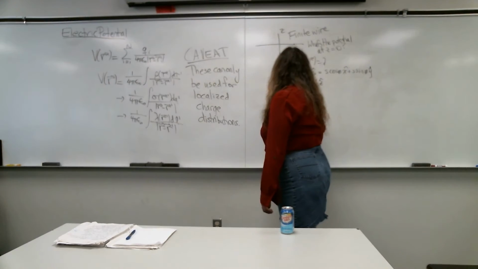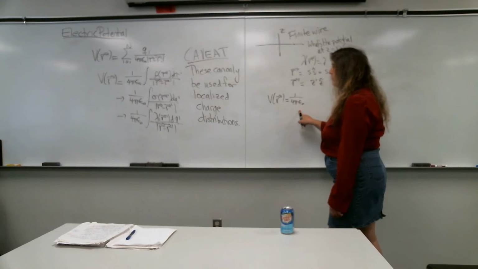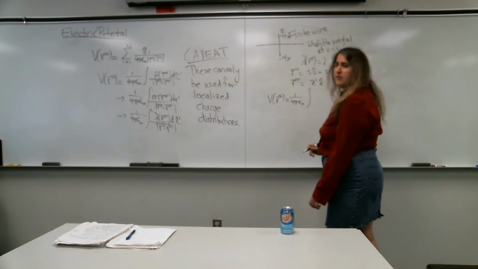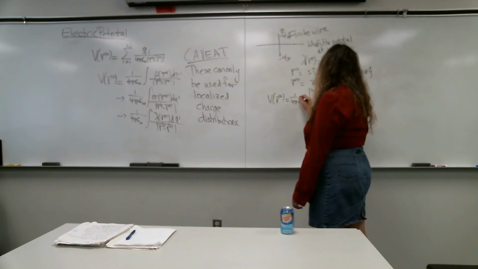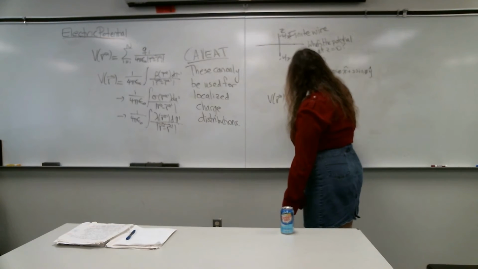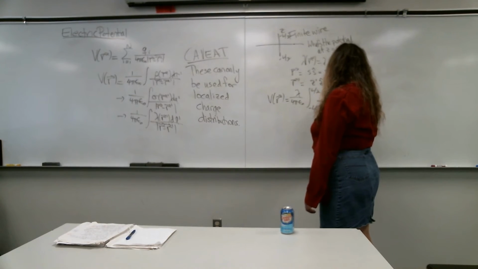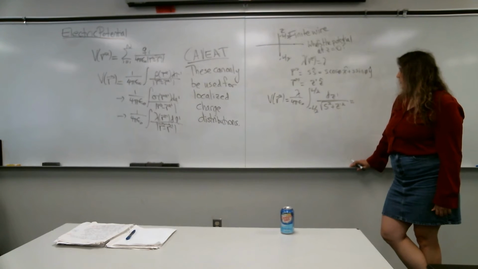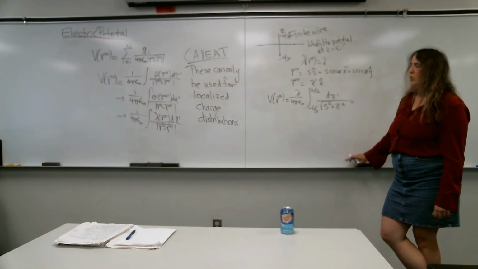So now my potential becomes 1 over 4 pi epsilon naught. We're integrating here from minus L over 2 to L over 2. And I can pull lambda outside of the integral because it's uniform. And my integral becomes the line integral from minus L over 2 to L over 2 of dz prime over the square root of s squared plus z prime squared.